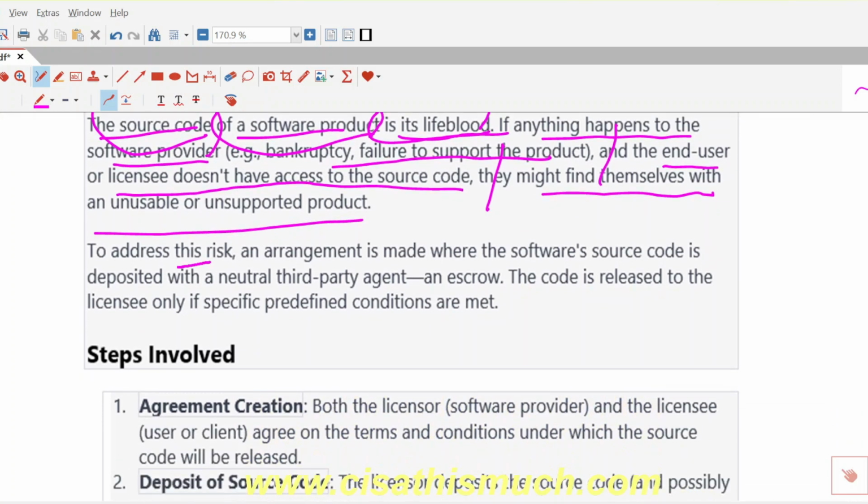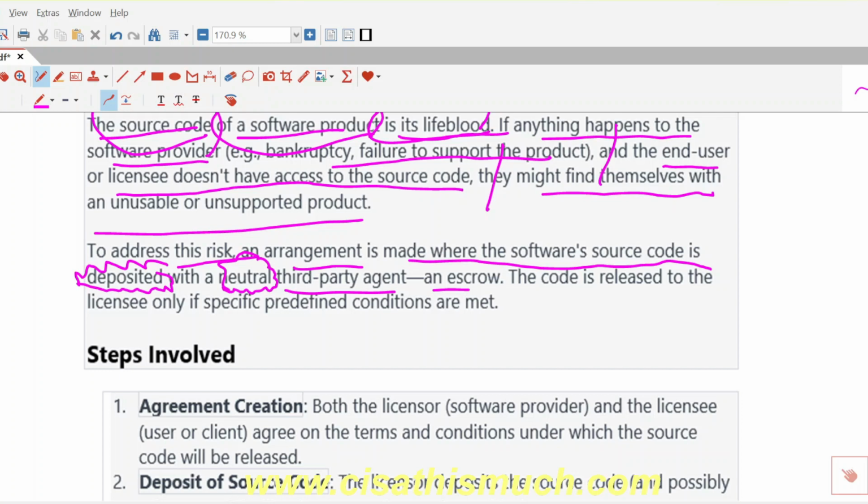To address this risk, an arrangement is made where the software source code is deposited. So, an important word: deposited. We are depositing to the agent. The software source code is deposited with a neutral, very important, neutral third party agent, an escrow.